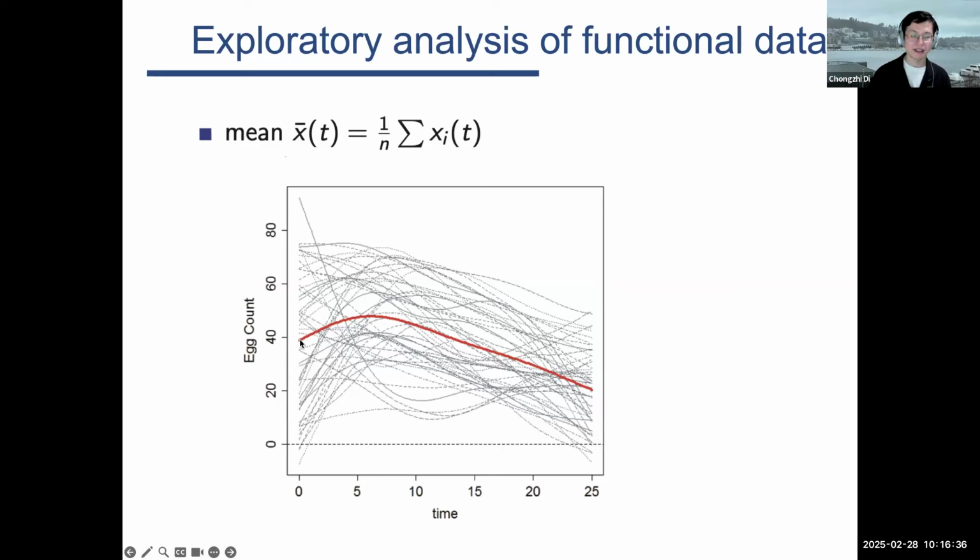You are really seeing, at each time point, the average values of the counts, right? And from the average shape, you can also get some intuition that the average trajectory is slowly increasing at the beginning, probably reaches a peak somewhere around, let's see, 7 or 8 days, and then gradually declines afterwards, right? So it's easy to calculate, easy to interpret.